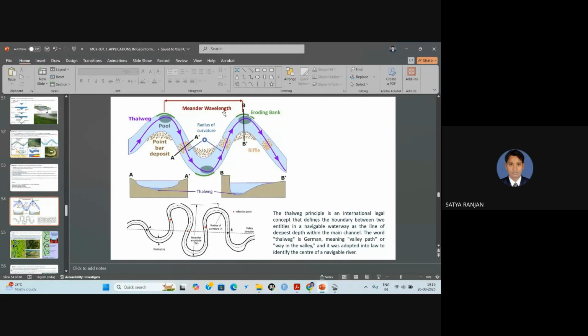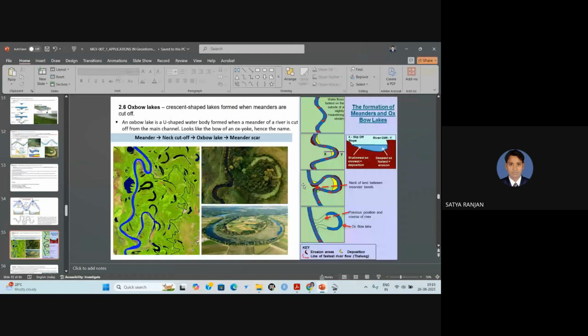So this is the meander wavelength, the eroding bank, and this is the point bar. In this area, this is the point bar. These are the point bar areas.